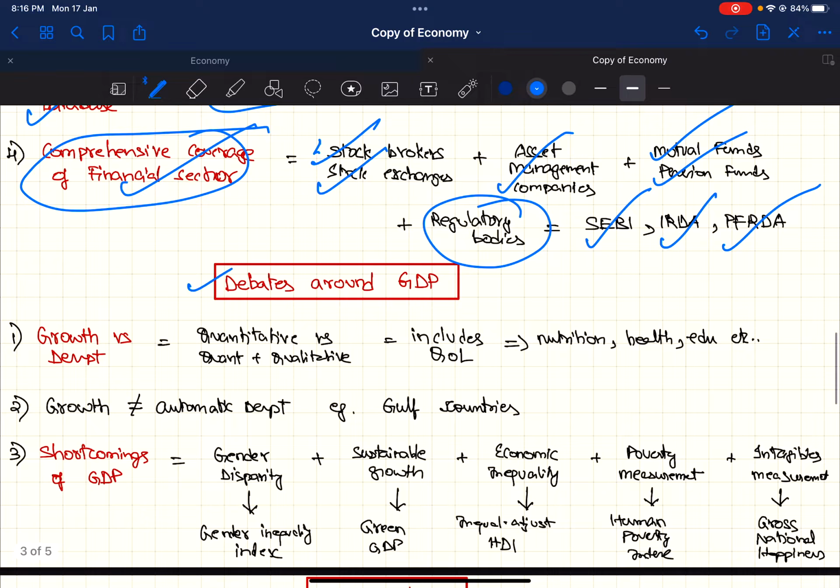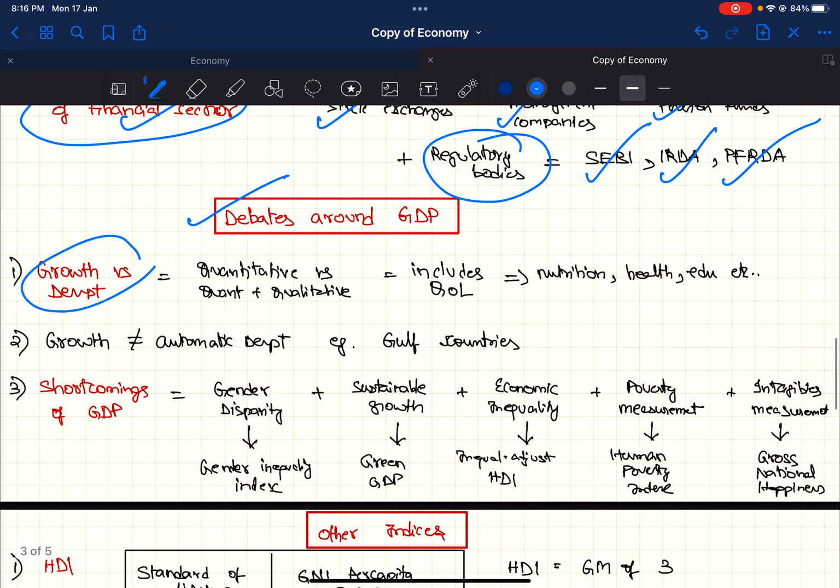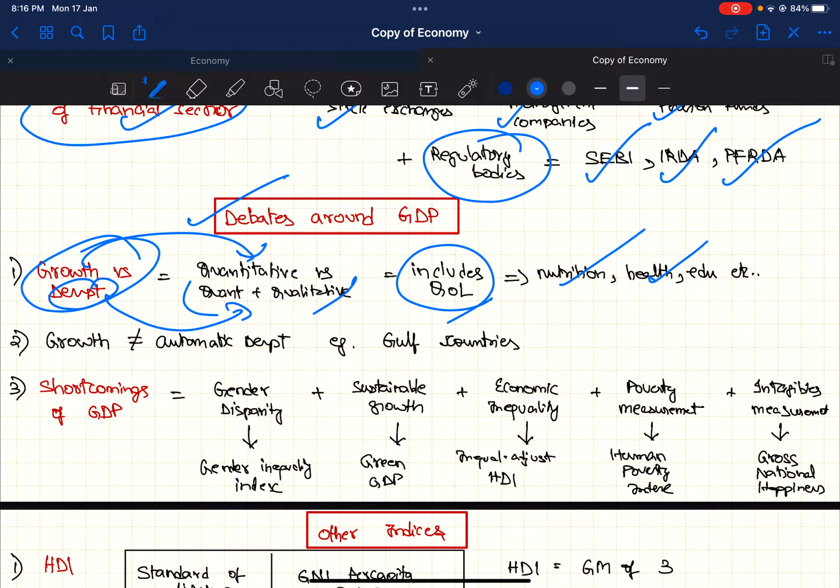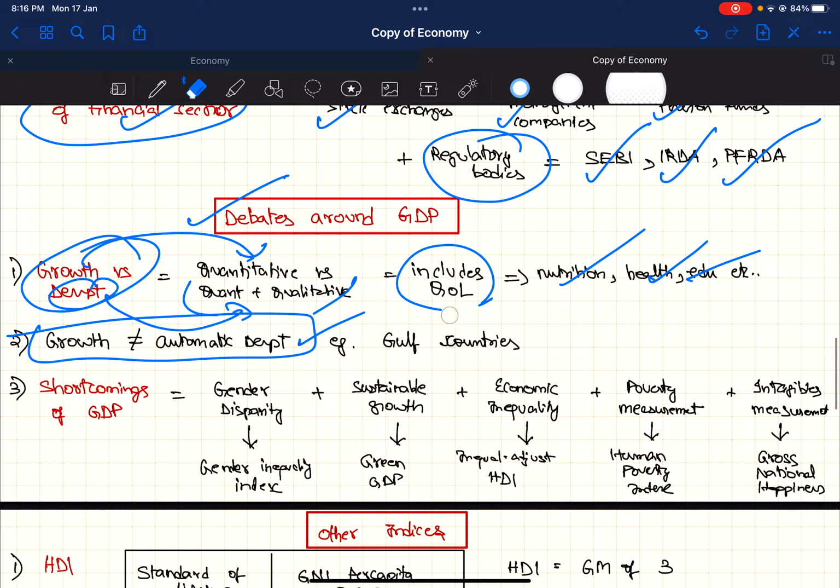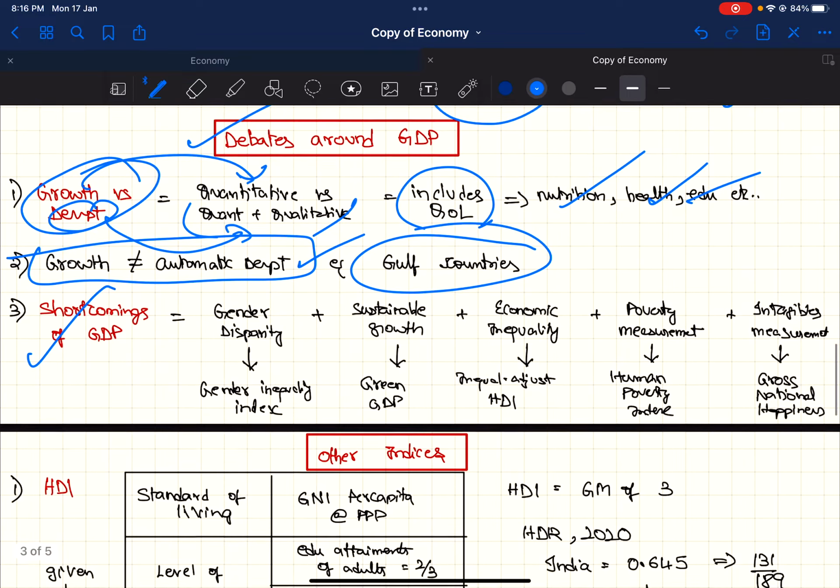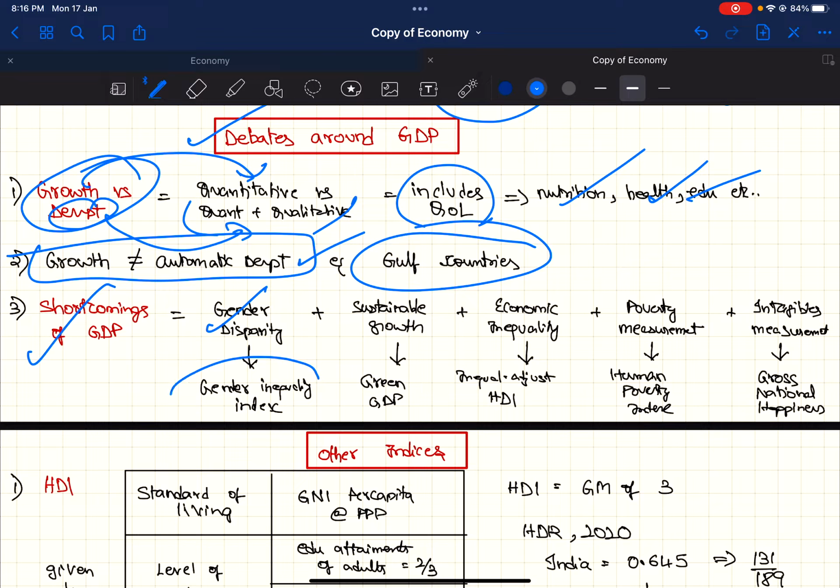So there are some debates around GDP, which are growth versus development. Growth is quantitative, development is both quantitative and qualitative. Therefore, it includes quality of life like nutrition, health, etc. And growth does not automatically translate into development. Example, Gulf countries.